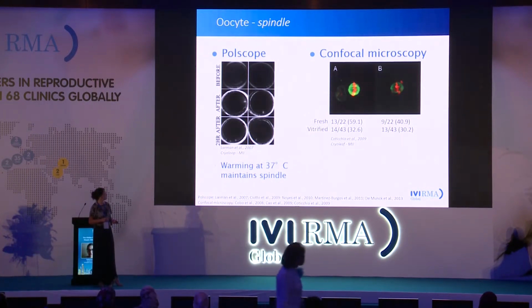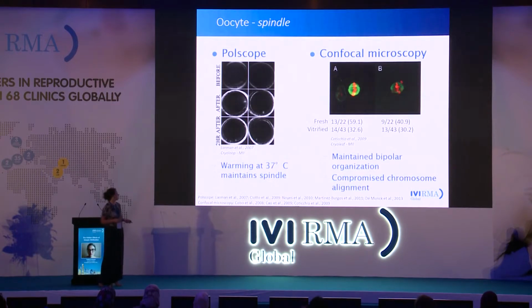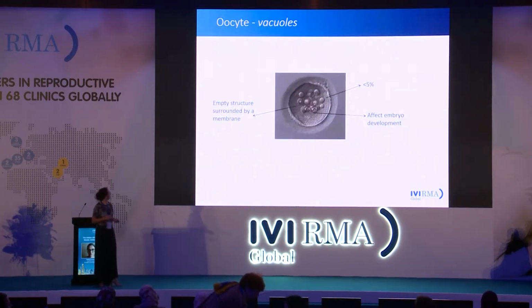In this study they compared fresh and vitrified oocytes, and as you can see, in fresh oocytes most of the oocytes maintain a nice bipolar structure and the chromosomes are mostly aligned, while vitrification leads to more disturbed patterns in which sometimes even the spindle is completely absent. So they concluded that the bipolar organization of the spindle is mostly maintained after the vitrification procedure, but that there is a compromised chromosome alignment.